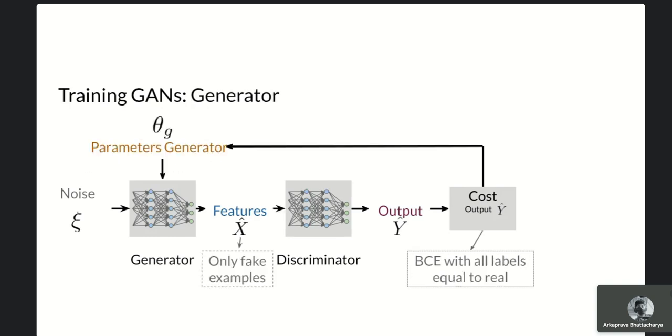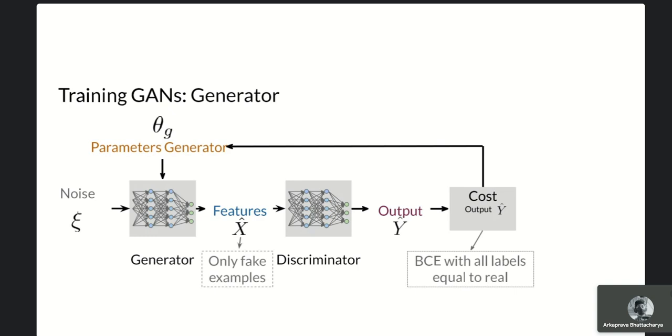In the next phase, as I told you, we do alternate training on the discriminator and generator. Again, the generator generates a few fake samples X hat using random noise input, and these are passed to the discriminator. The discriminator again makes a prediction, and after computing the cost, the gradient is backpropagated and the parameters of the generator are updated.